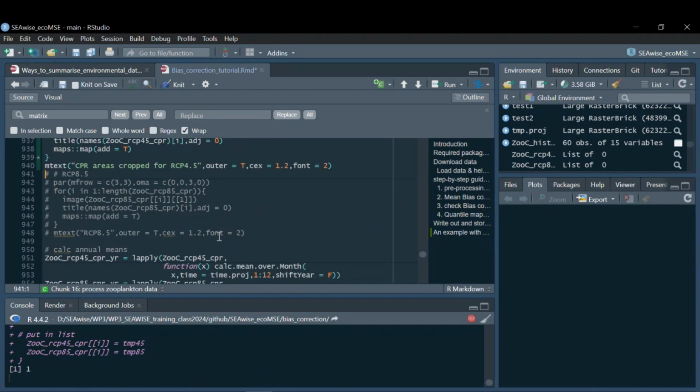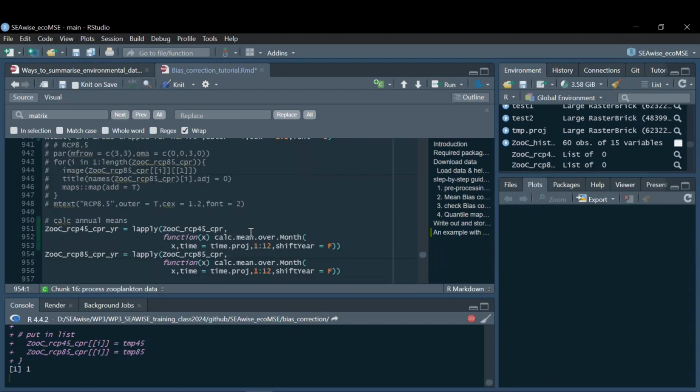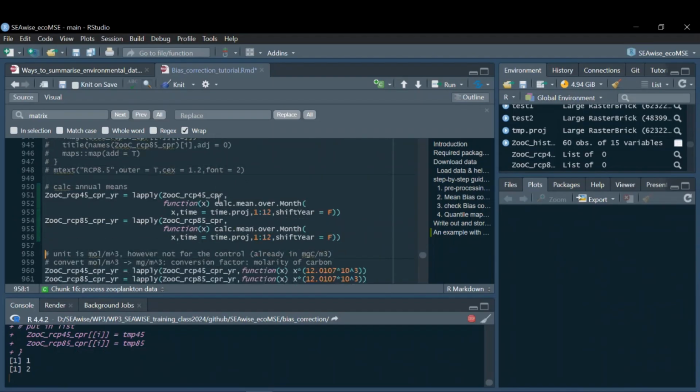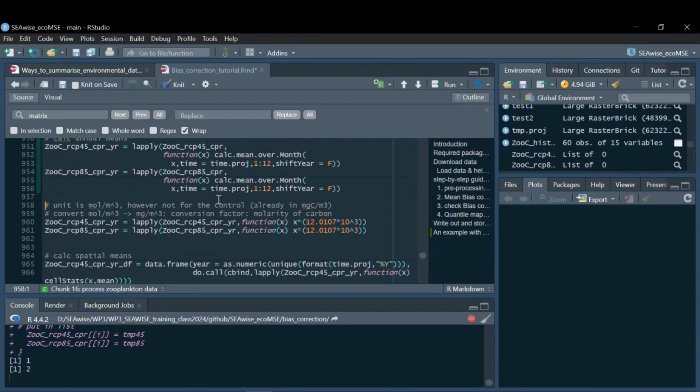Yeah, just the projection data cropped to the different standard areas. And then I calculate the annual means over those standard areas. Then the units are also a bit different. The unit for projection is mole per cubic meter. We need to convert it to molarity of carbon. So here's a conversion factor.